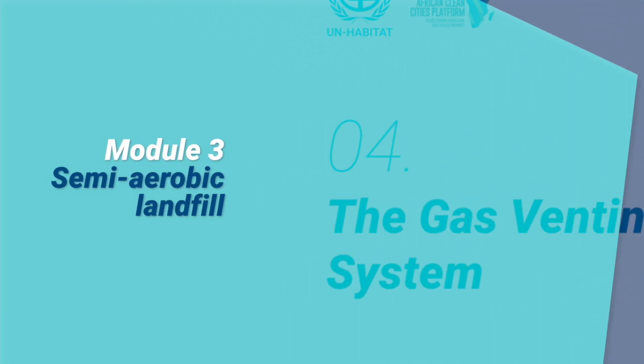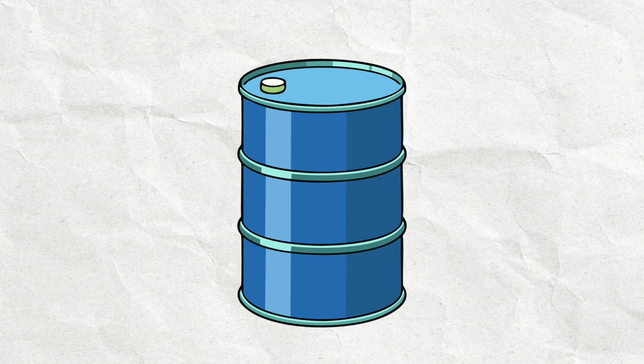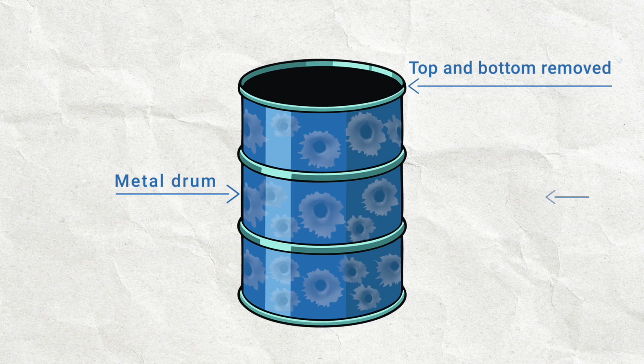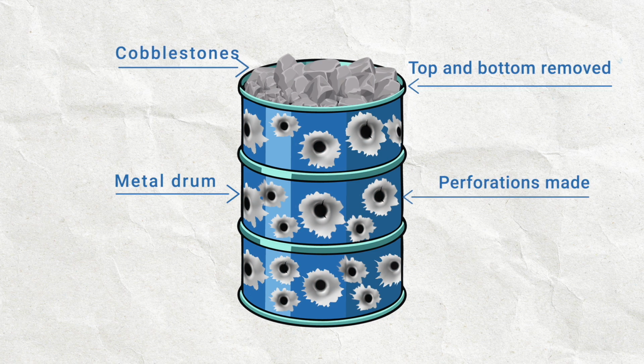The gas venting system is a simple structure that prevents the buildup of gases within the waste mass, as well as further enhancing the intake of air into the landfill body. They can be made of things you're likely to find lying around the landfill, but we'll use this old 55-gallon oil drum as an example. Remove the top and bottom. Perforate the sides and then fill with cobblestones.